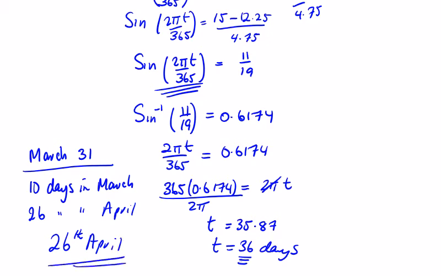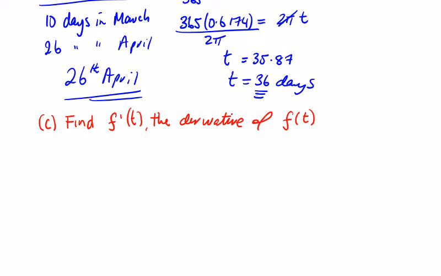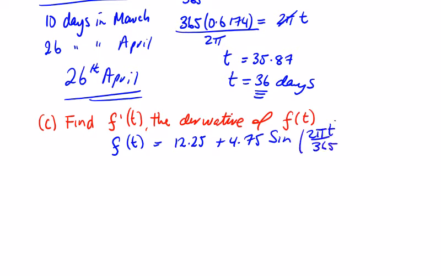That's part B. Part C is find the derivative of f(t), f'(t). So f(t) is 12.25 + 4.75 by the sine of 2πt over 365. Now, when we differentiate sine, it goes to cos. So f'(t), there's no t in the 12.25, so that's going to go to 0. So we're just going to be left with 4.75 by the cos of this angle, 2πt over 365.